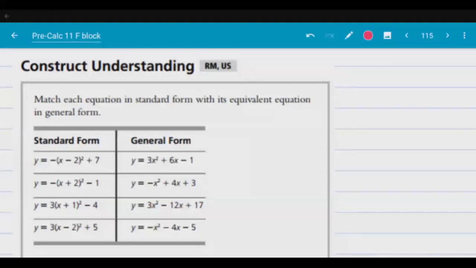As you look at what this one would match up with in the second column, you have to ask yourself, if you expand this binomial, if you do FOIL, this negative 2 would be multiplied by itself. That would be positive 4, right? And then there's a negative in front, so it becomes negative 4. And if you add the 7 over here, what will you have? That will be positive 3. Therefore, it will match up with the equation in this column that would have a plus 3 at the very end, and it is this one.